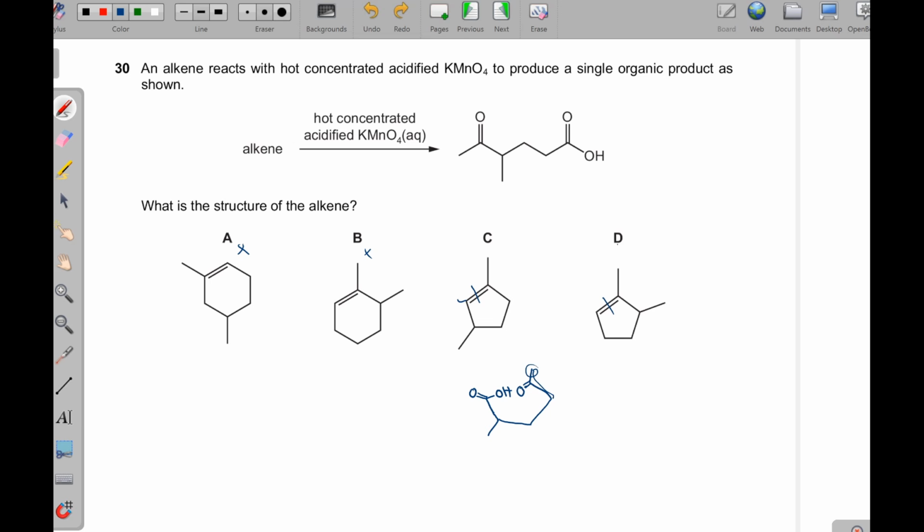Then there is this. But here we must be having what? A methyl here, which is here, but it is not there. You see? That means this one here is wrong. The answer then has to be D. But let's check D here.